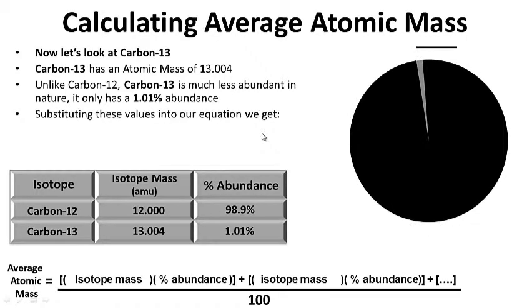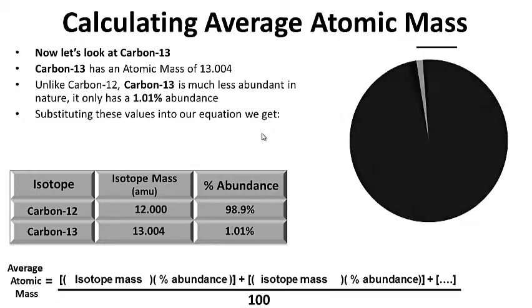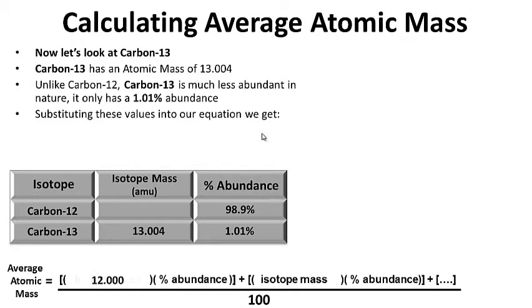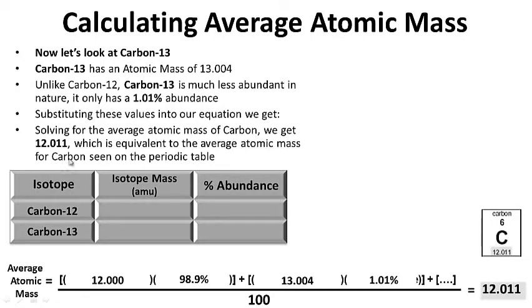Substituting these values into our equation, we get for carbon-12 an isotopic mass of 12 and a percent abundance of 98.9. For carbon-13, the isotopic mass is 13.004 and its percent abundance is 1.01. Multiply these values, add them up, and then divide by 100. Solving for the average atomic mass of carbon, we get 12.011, which is equivalent to the average atomic mass for carbon seen on the periodic table.